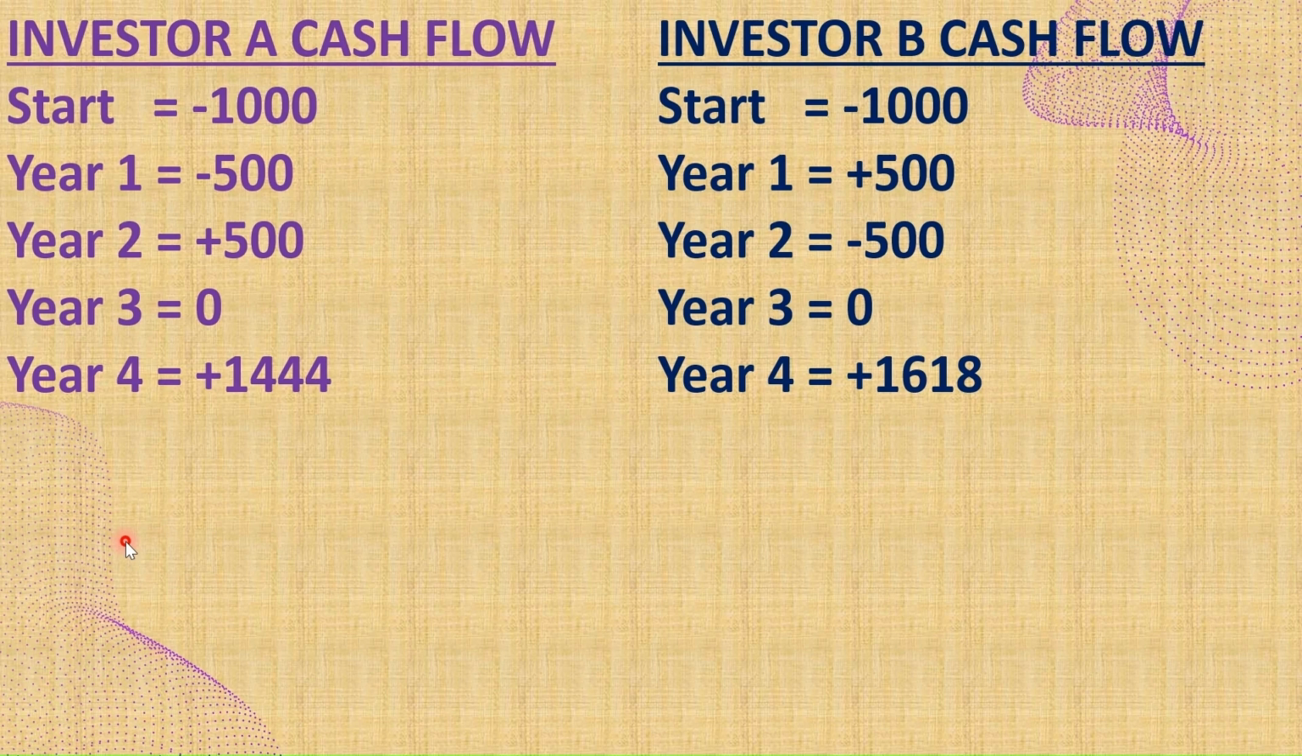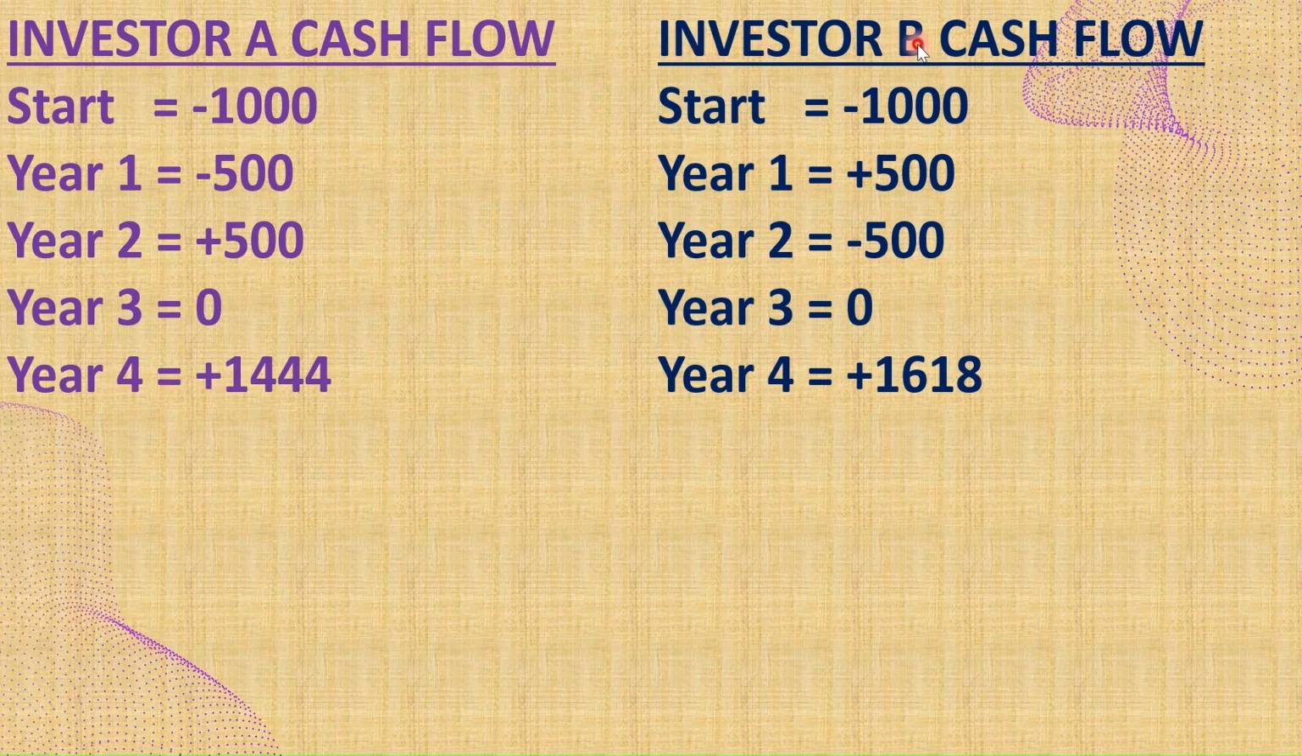Now let us consider their cash flow. This is investor A. Initially he started with 1000. Then at the end of year 1, he adds 500. At the end of year 2, he withdraws 500. At the end of year 3, there is no transaction. Finally, at the end of year 4, he withdraws all his investments from the fund.